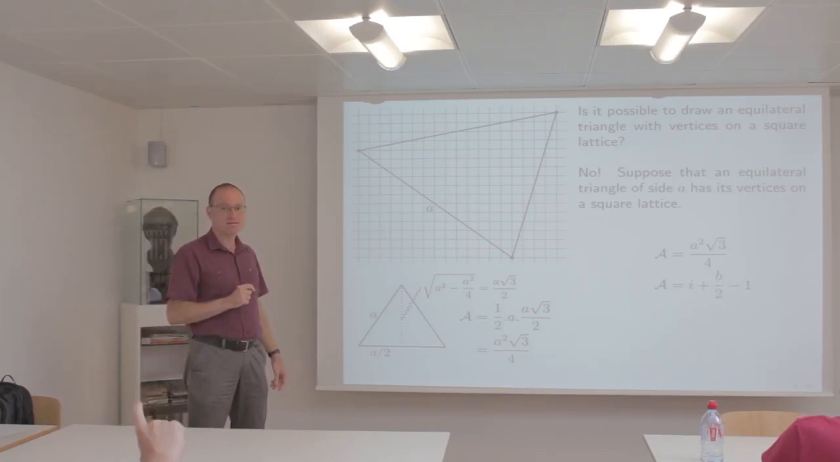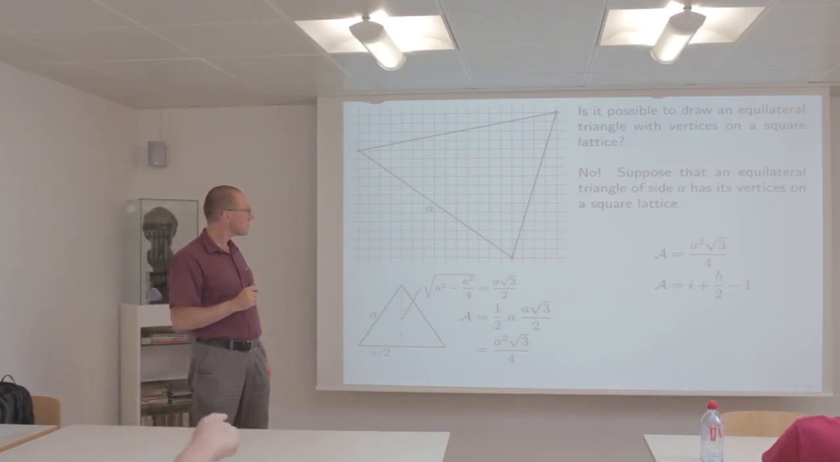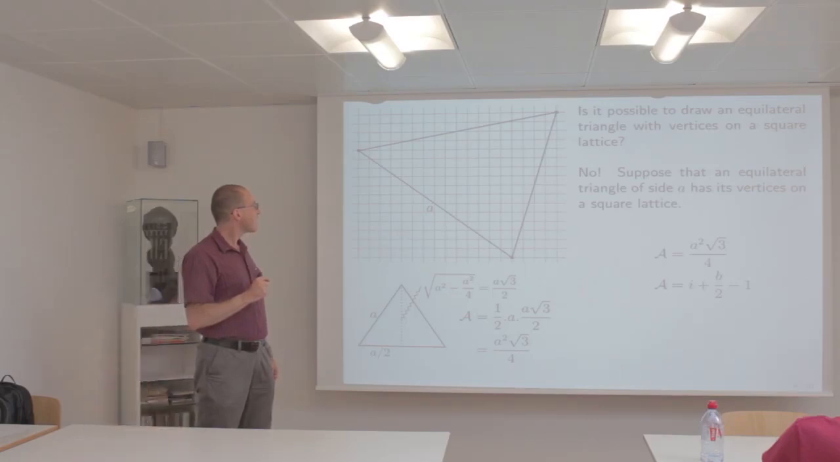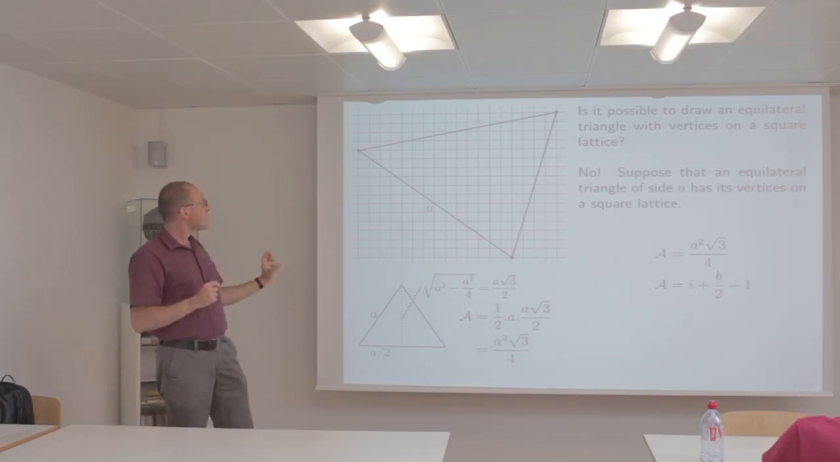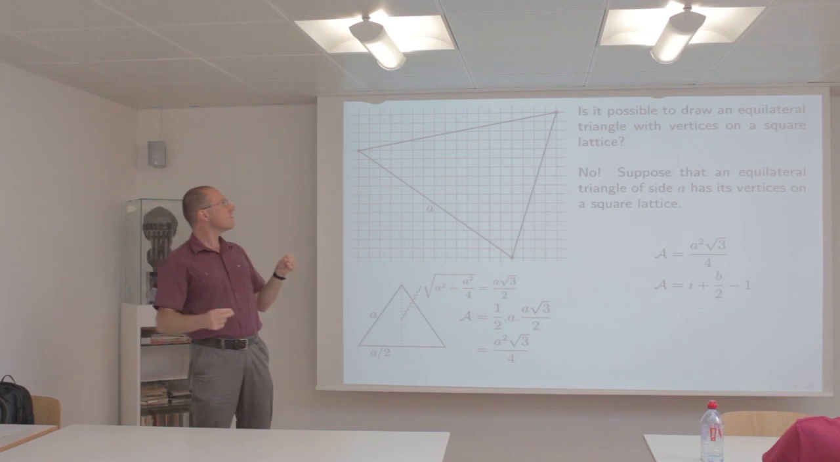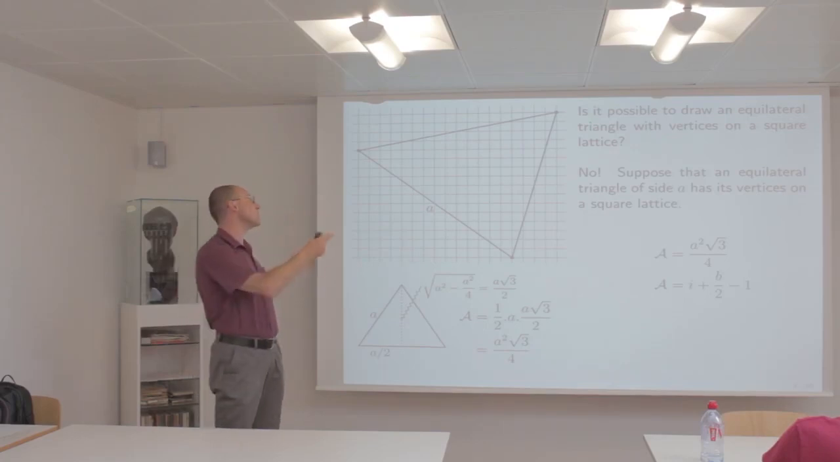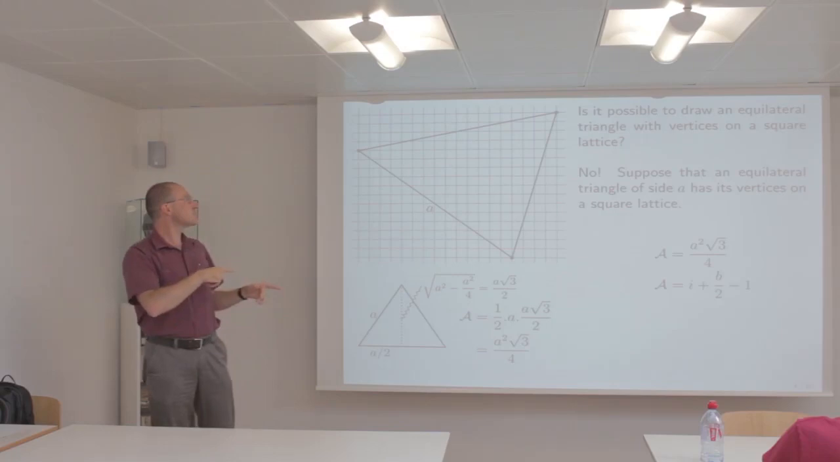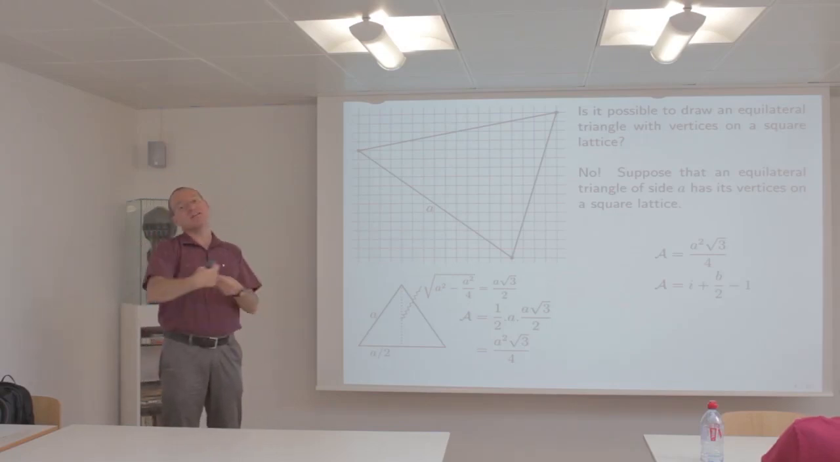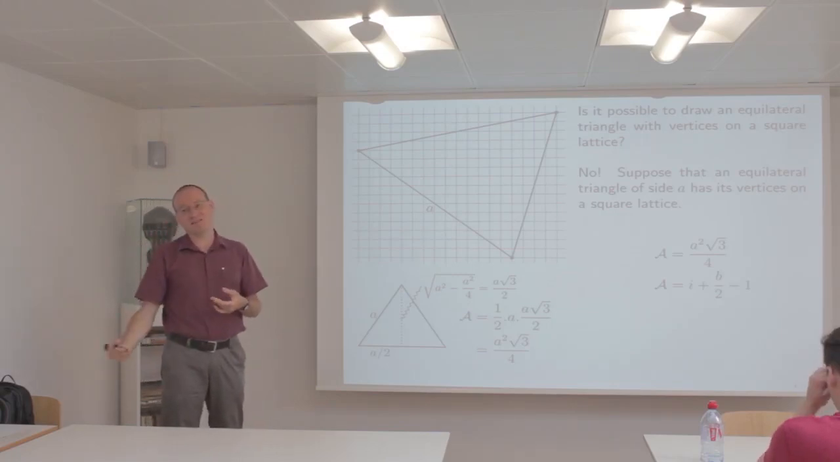Can't you also say that it can't ever be on a lattice because the height has root 3 in it, and so it will never be on a lattice point? Yes, but if I drop a perpendicular in an equilateral triangle, the foot of the perpendicular doesn't have to be a lattice point.